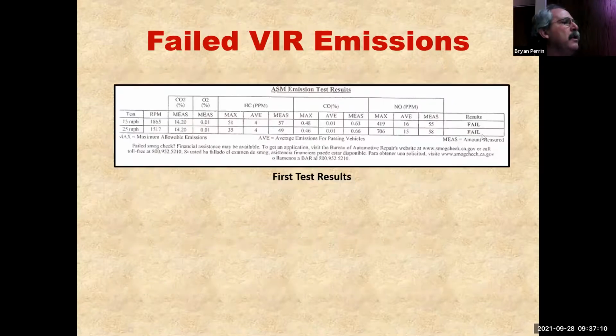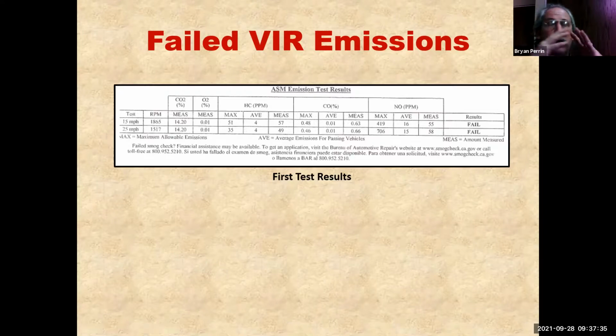So here's where it failed the first time. We're failing for hydrocarbons, and we're failing for CO. So you can see my measured number is 0.63. I'm only allowed 0.48. Measured 0.66, I'm only allowed 0.46. On hydrocarbons, I'm allowed 45, I had 57. I'm allowed 35 and I had 49.